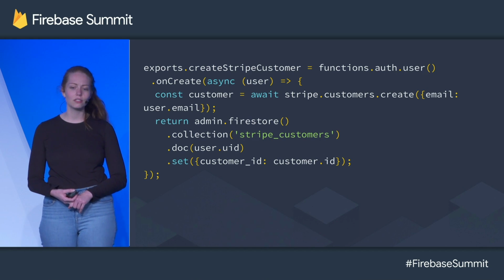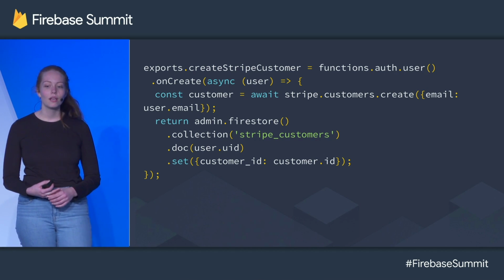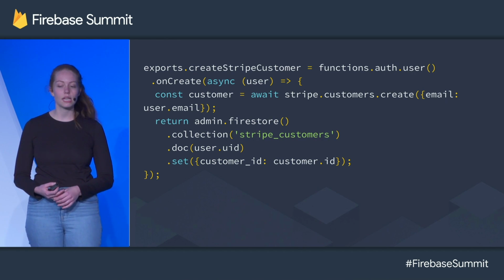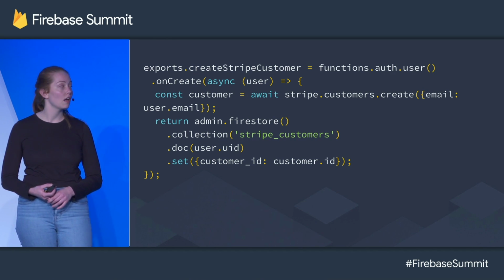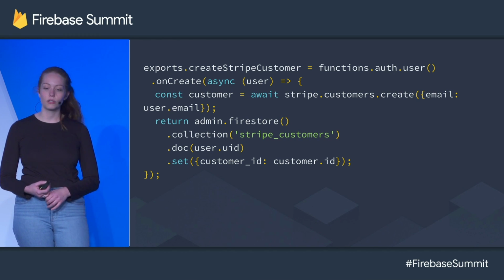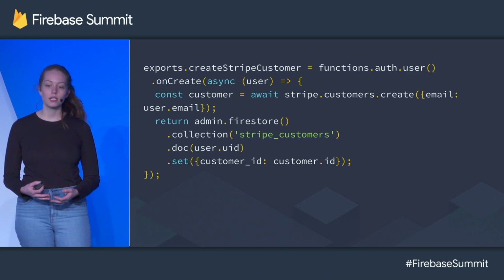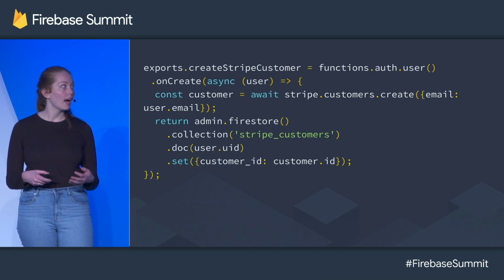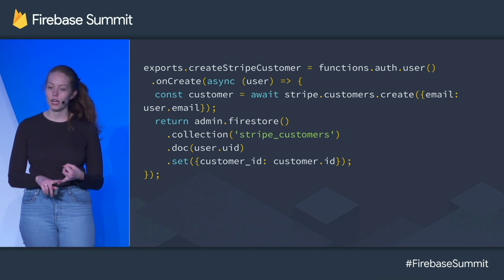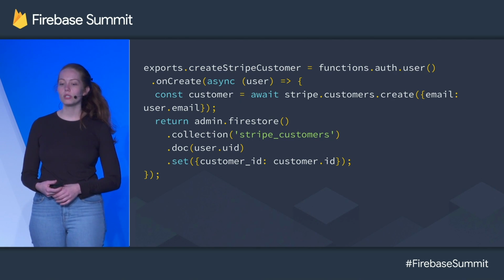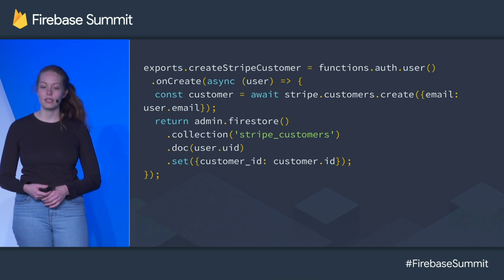So this function is called createStripeCustomer. We're triggering this function on the creation of a user, and you can tell that by seeing functions.auth.user and then onCreate. The function gives us the user object, which we can access fields like email and user ID. In order to create a Stripe customer, we're just going to call the Stripe API with the email address that the user logged in with.